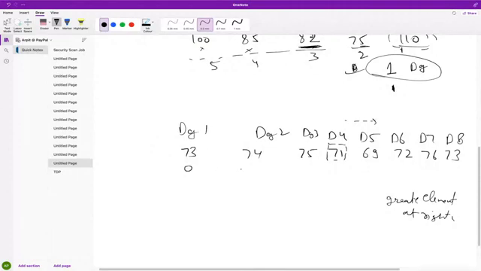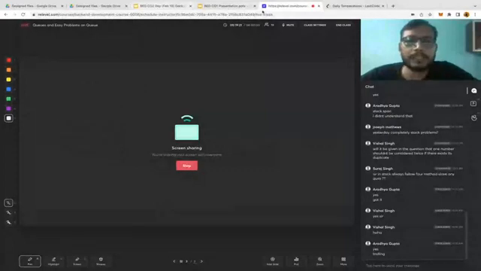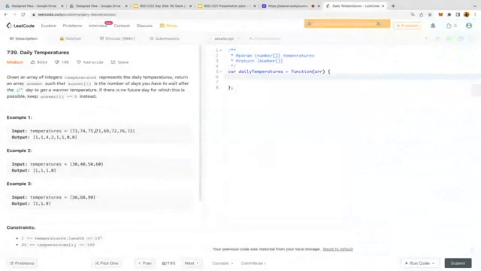So we have indexes 0, 1, 2, 3, 4, 5, 6, 7. If we are just talking about the indexes, I think we will get the index as 5. So we just subtract: 5 minus 3 is equal to 2. You can see after 2 days, we will get the warmer temperature. And you will see the answer for 71, the fourth index, which is 2.